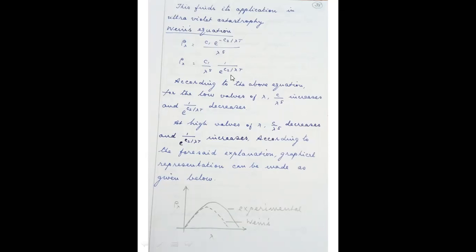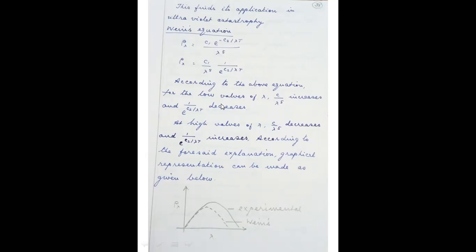So now we go to Wien's equation. According to Wien's equation, rho lambda is equal to a constant C1 e power minus C2 by lambda T, divided by lambda power 5. So rho lambda is equal to C1 by lambda power 5, and I'm taking e power minus C2 by lambda T as 1 by e power C2 by lambda T. I'm just taking off the minus and bringing this to the denominator.